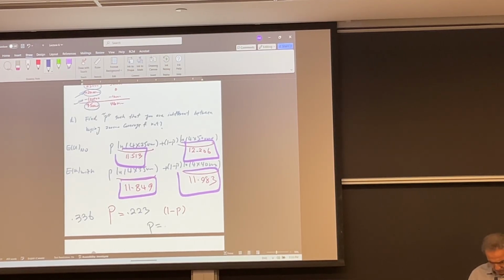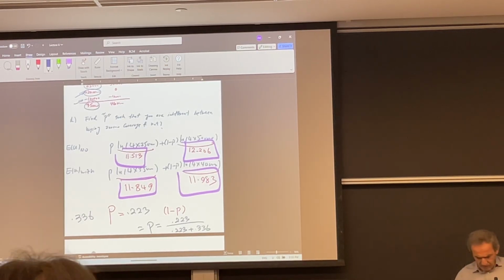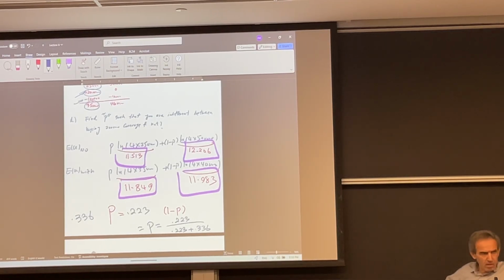So the probability should be 0.223 plus 0.336. I know it's more than 30%, but not too much higher because the numbers were so close. What do you get there? It's more than 30%. Definitely, but not much. What do you get? It's less than 40% probably. It's just about 40%, like 39.8. Yeah.